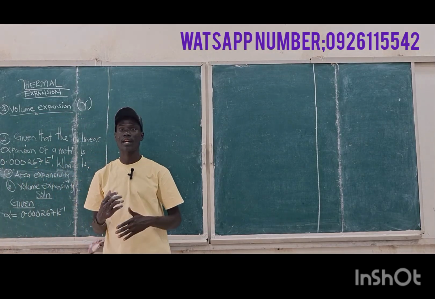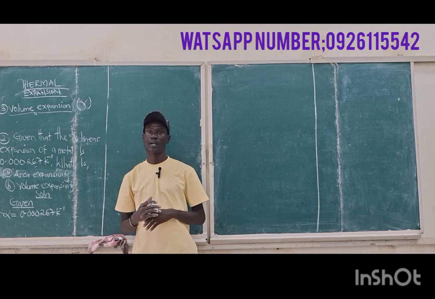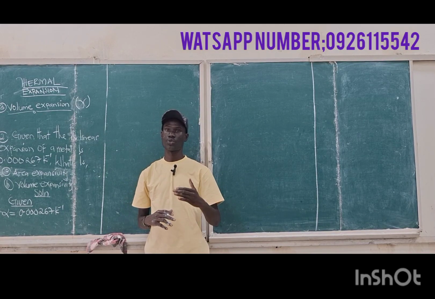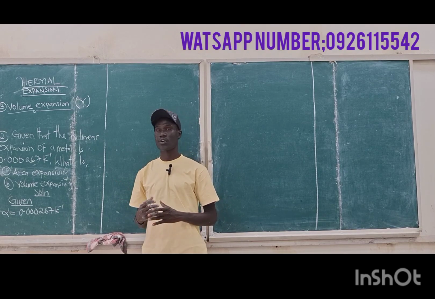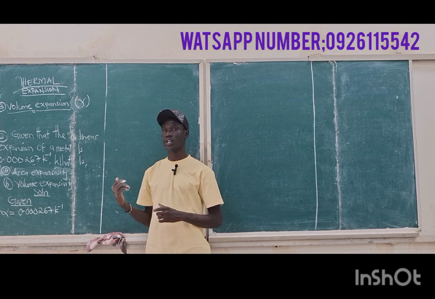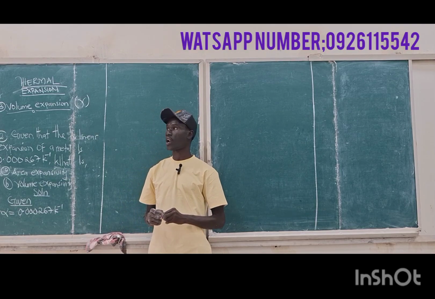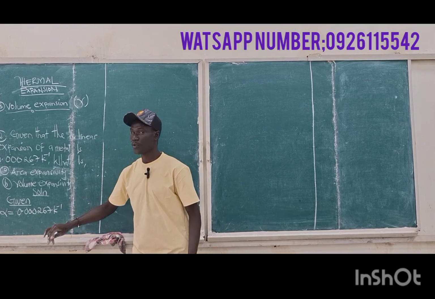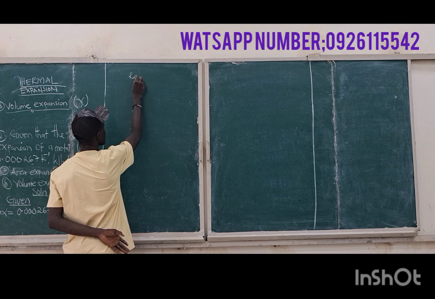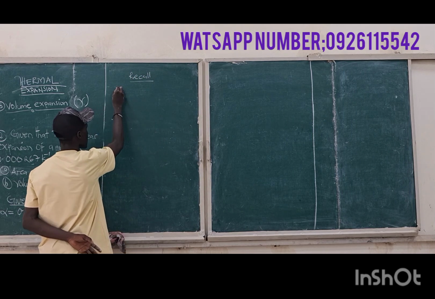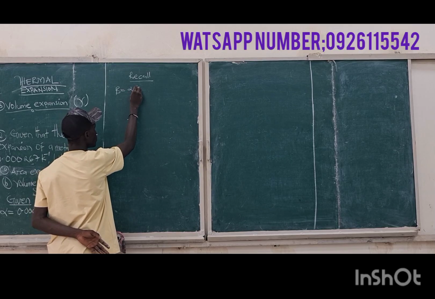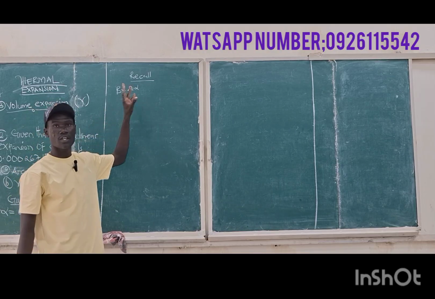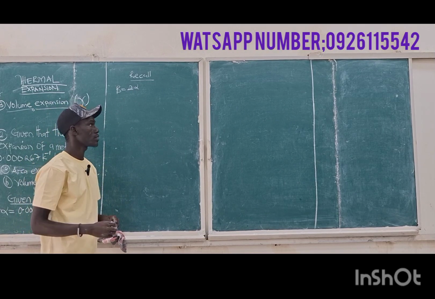Here, in our last class, we said that area expansivity is related to linear expansivity, whereby beta is equal to 2 times alpha. If you did not come across that one, I'll drop a link in the description of this video, so that you also go and check on how area expansivity is related to linear expansivity. Here we are given the alpha, but recall, beta is equal to 2 times alpha. That is the relationship between area expansivity and the linear expansivity.